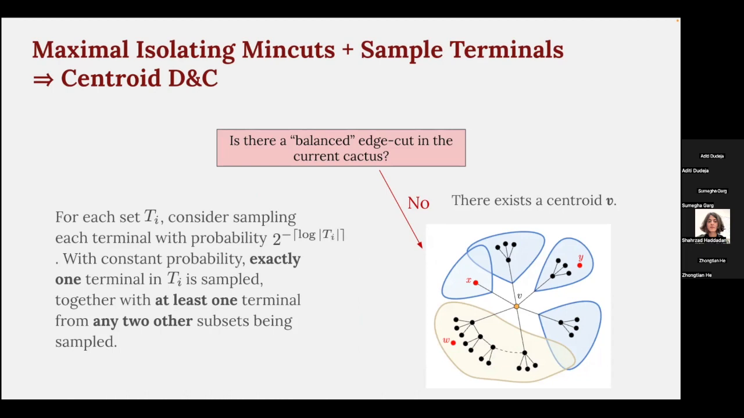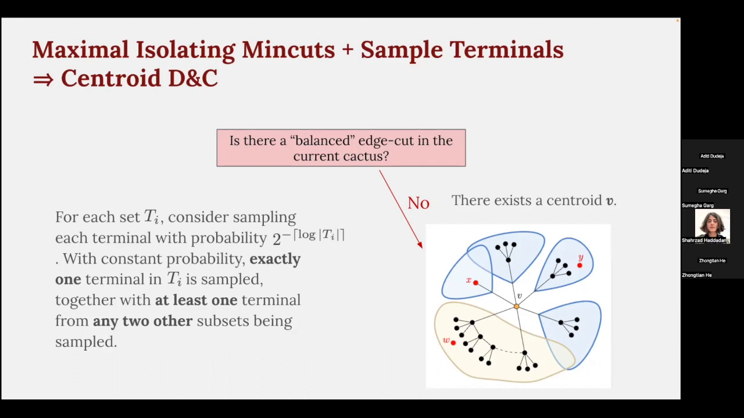In some of the subtrees, you might have more than one vertex sampled. You're not aiming to have exactly one vertex each, you're just aiming for there to be 3 different ones that have exactly one vertex? Not necessarily 3. I just need that exactly one terminal in T_i is sampled, and for the other part, at least one terminal from any two other subsets being sampled. There can be more.